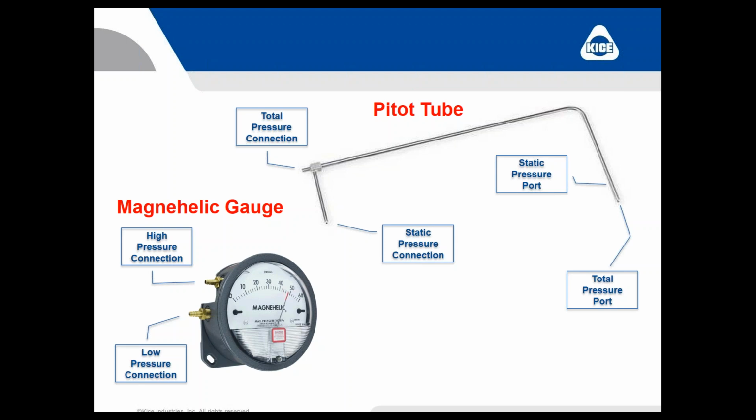This is typical of a magnehelic gauge you might see measuring a high static system, since it's going up to 60 inches of water column. But there's a high pressure connection on it. There's a low pressure connection on it. They're marked on the side of the magnehelic. I think they're marked on the back. So it's pretty easy to tell which is which.